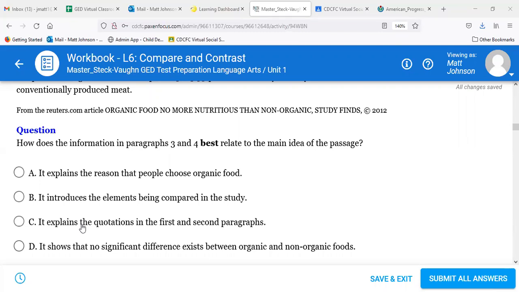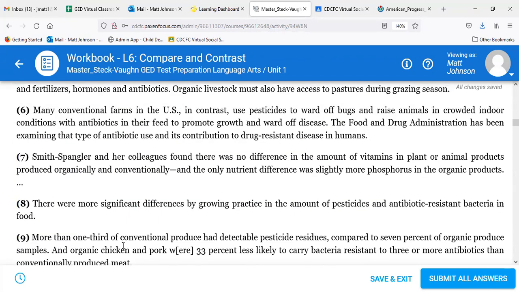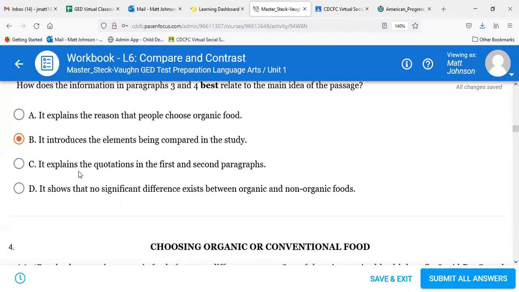Thinking back to our title, it's B as in boy, right? Those two paragraphs are largely introducing the elements being compared in the study, talking about non-organic and organic foods and what they tend to find in each. So number 3, B as in boy.